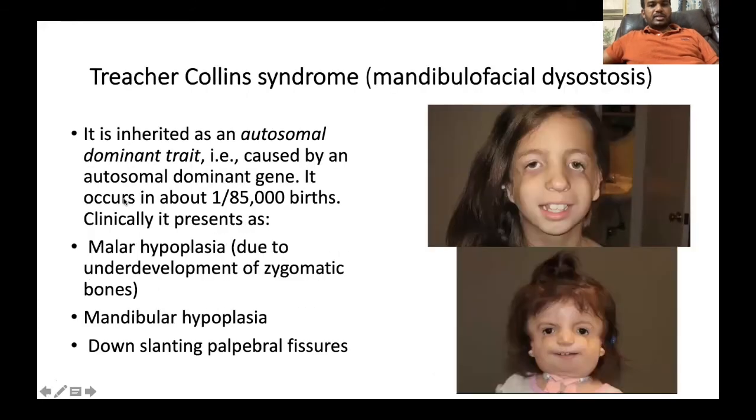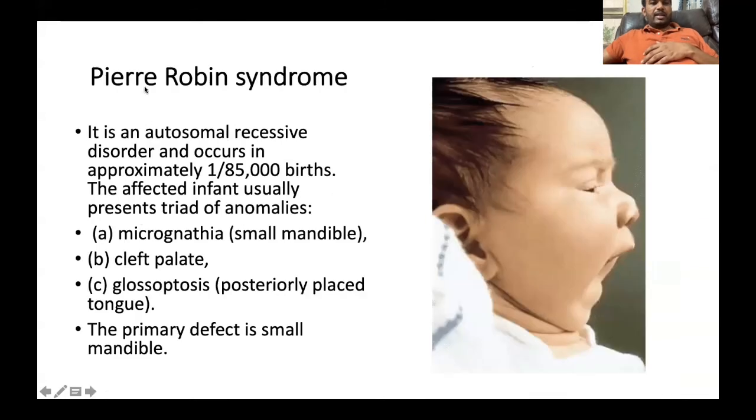If you observe in Treacher-Collins syndrome, the mandible is not developed properly. Malar hypoplasia means the underdevelopment of the cheekbones, and the cheekbones are nothing but the zygomatic bones. Mandibular hypoplasia, or poor development of the mandible, can also be observed in Treacher-Collins syndrome. Whereas in Pierre-Robin syndrome, micrognathia, the mandible is developed but is very small in size. Cleft palate is seen, and glossoptosis, where the tongue is placed posteriorly. Out of all these things, the primary defect is the small mandible.